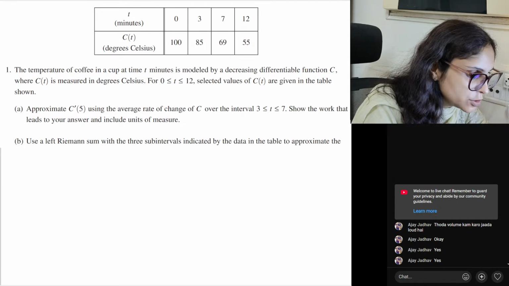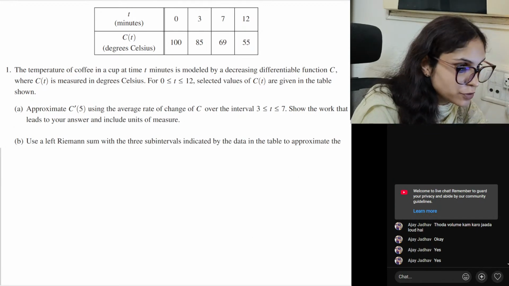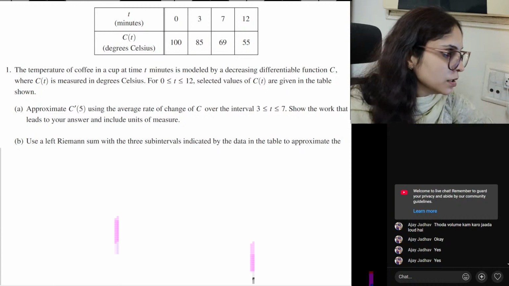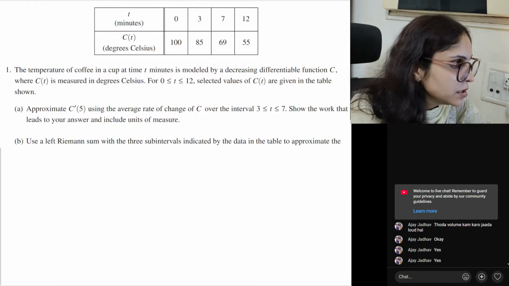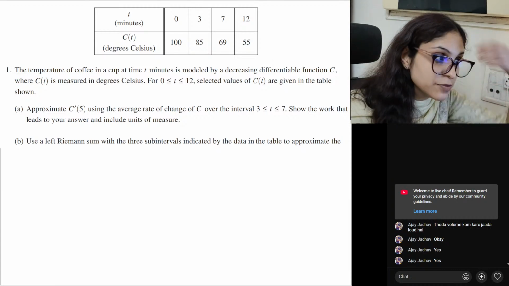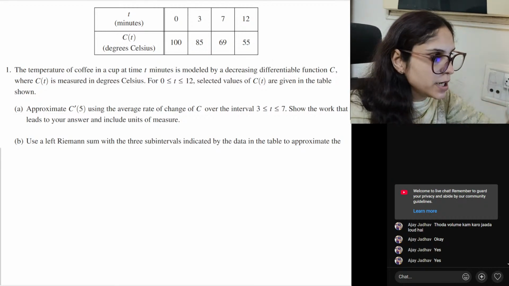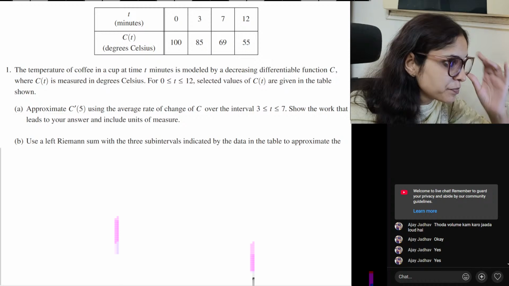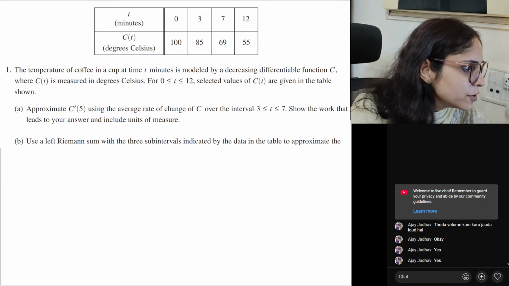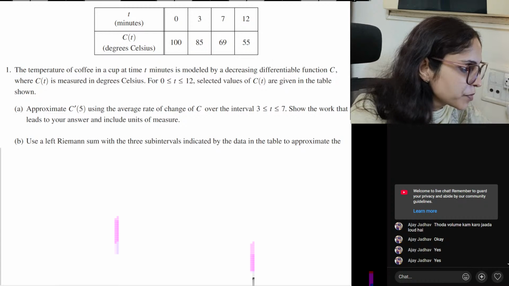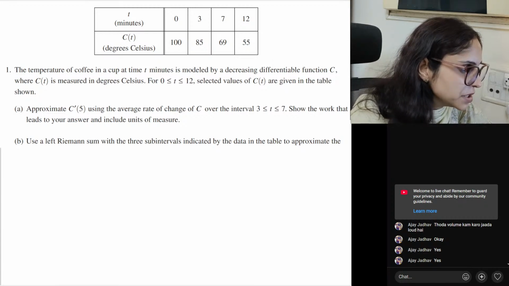This table is given, and a calculator is allowed for this one. The temperature of coffee in a cup at time t is modeled by a decreasing differentiable function C. It is decreasing; we can see it's going from 100 to 85 to 69 to 55. For t from 0 to 12, time starts at 0 and goes up to 12. Selected values of C of t are given in the table shown.